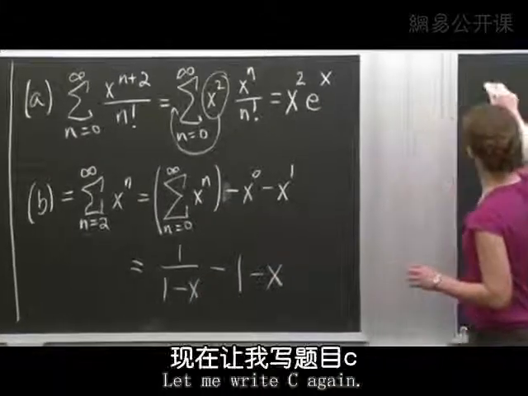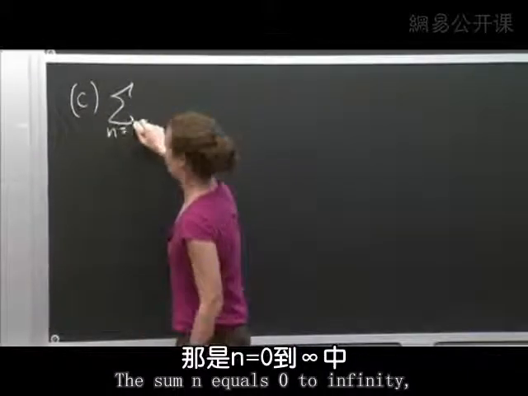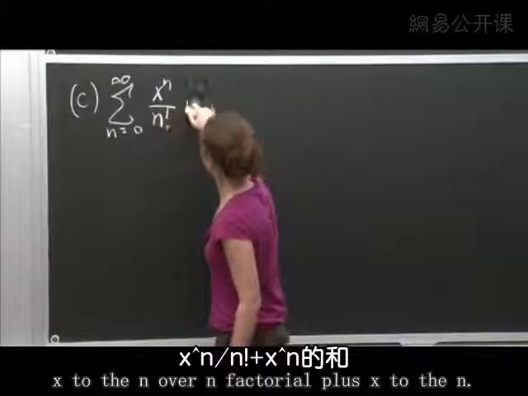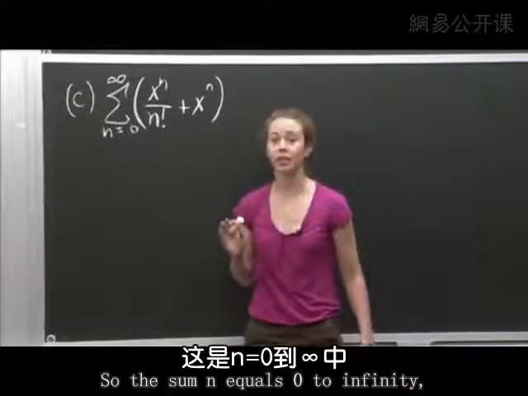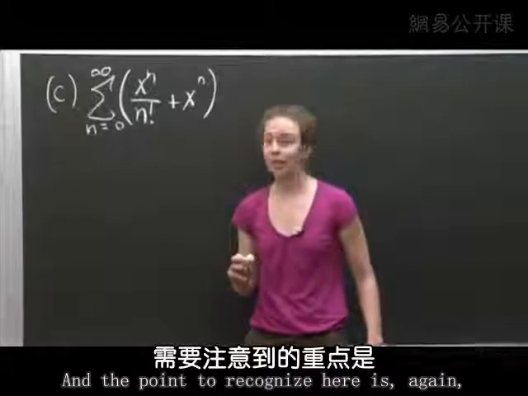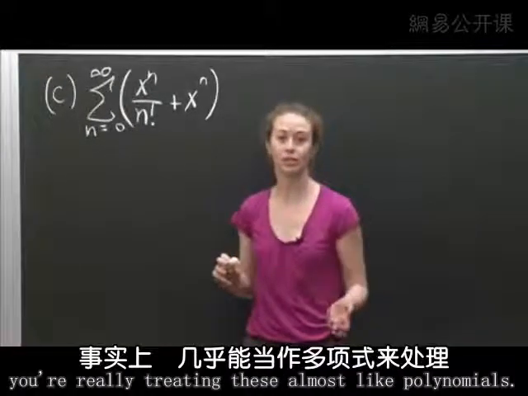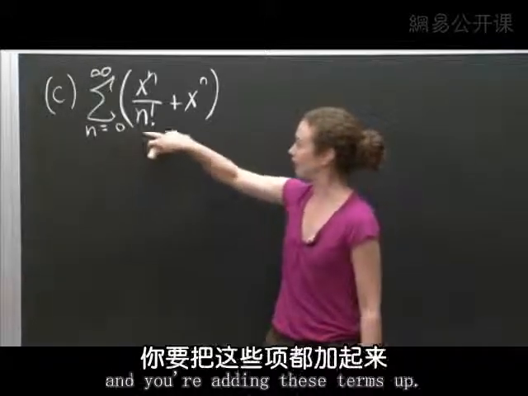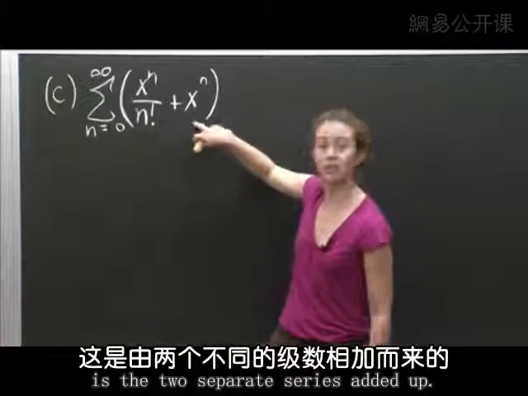All right, let me write C again. It's the sum n equals 0 to infinity, x to the n over n factorial, plus x to the n. And the point to recognize here is, again, as Professor Jarrison mentioned, you're really treating these almost like polynomials. So you're taking a series and adding these terms up, but really what you can think about this is the two separate series added up.